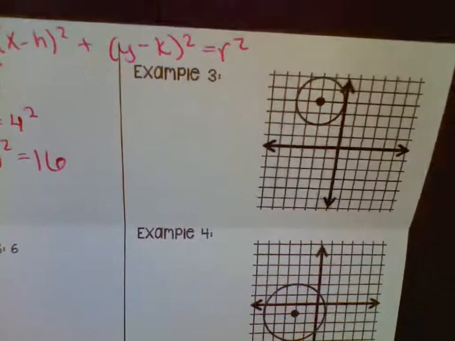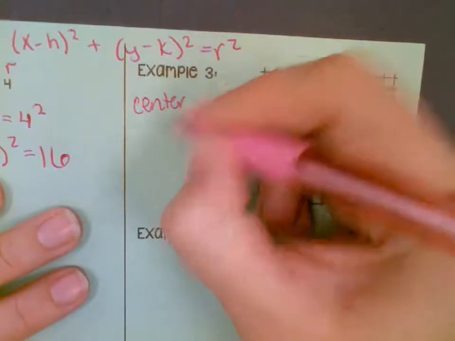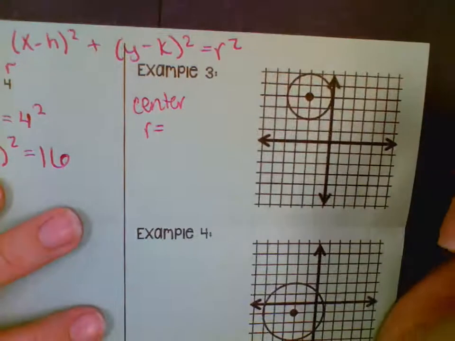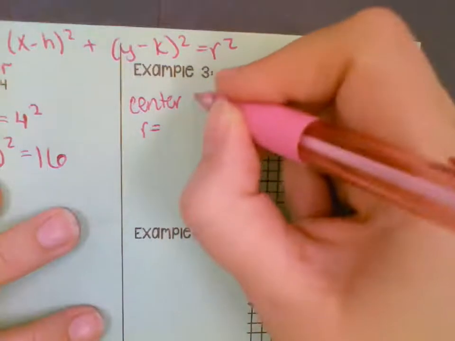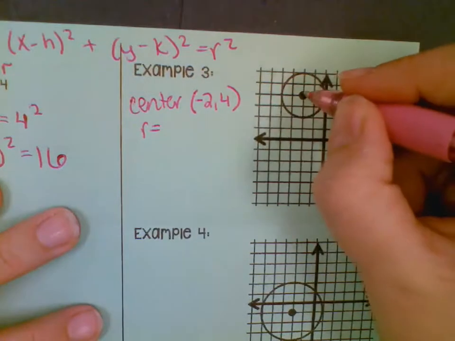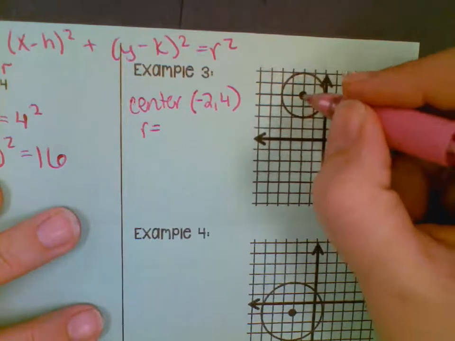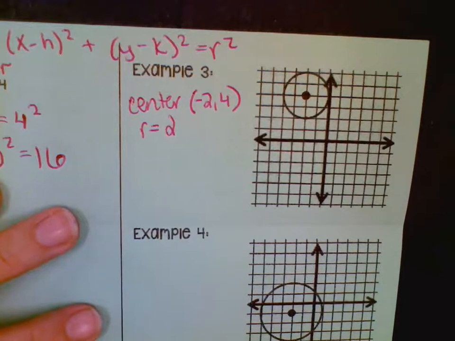Okay, so let's try example 3. So now we're trying to write the equation, but this time they gave us a graph. So we still need to find the center and the radius, but we're going to count from the graph. So our center is at (-2, 4). And then to find your radius, count out up, down, left, or right. So we go 2. So now we just plug them into our formula.